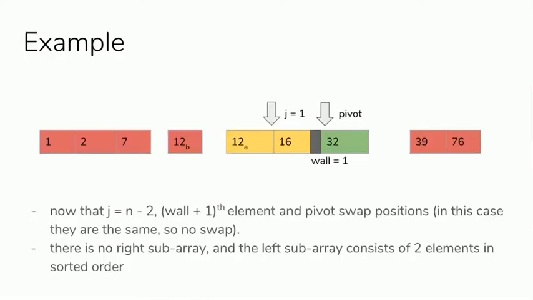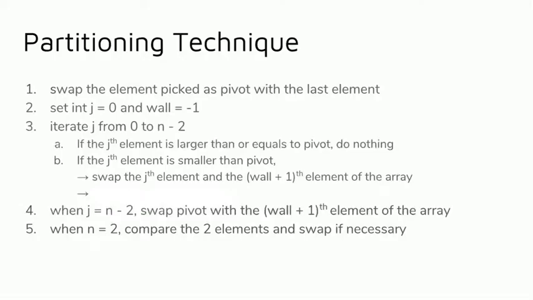Eventually we reach a point where one of the subarrays is size 2, and in such cases we can simply compare the two elements and swap them accordingly without doing a partitioning step again. So with that, our sort is complete, and here is a detailed explanation of the partitioning technique.